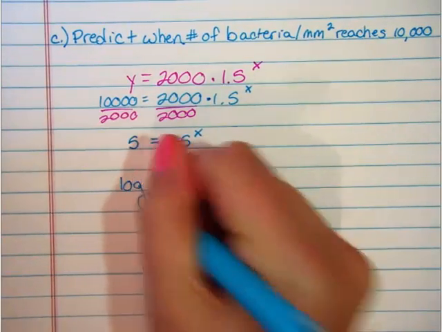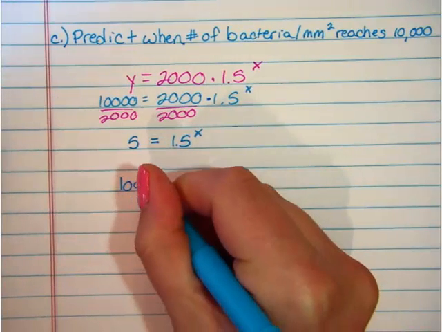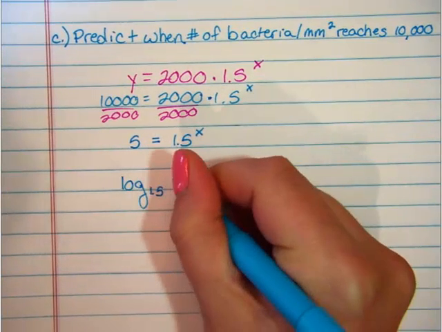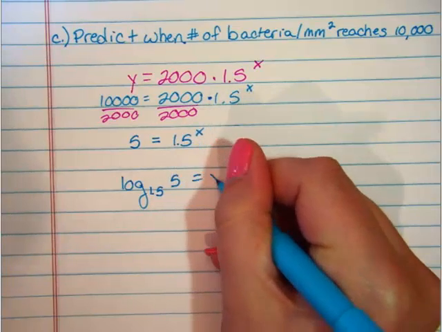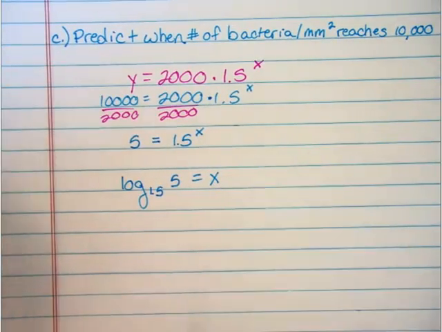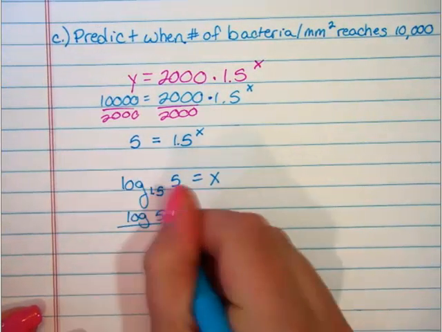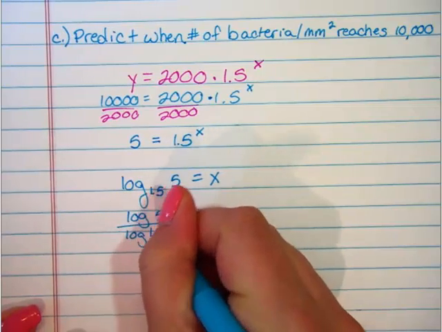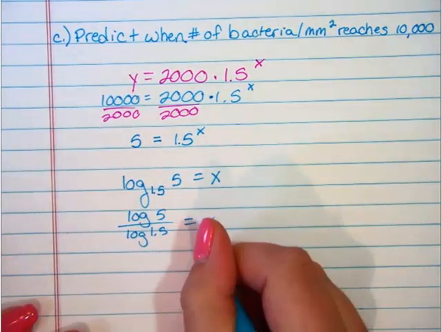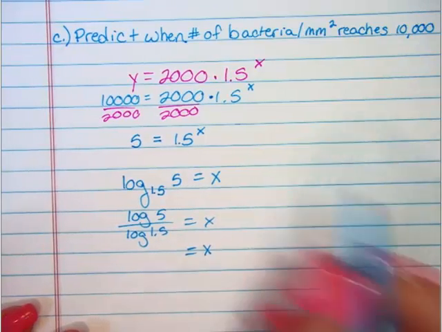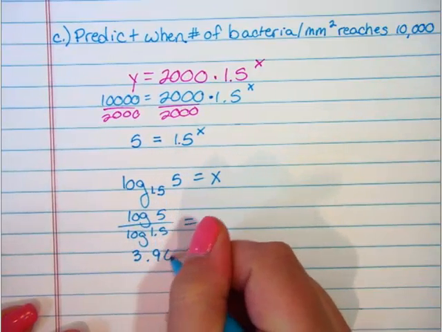So this is log, what's my base, of, equals the exponent. Remember, a log is an exponent. A log is an exponent. Okay, so now I can just do change of base: log of 5 over log of 1.5. Plug that into my calculator. x equals 3.969.